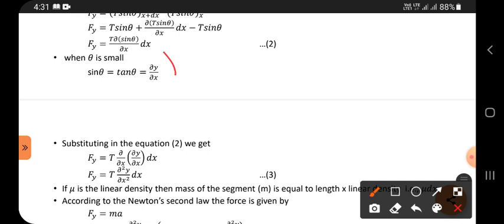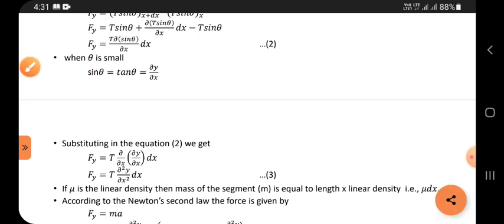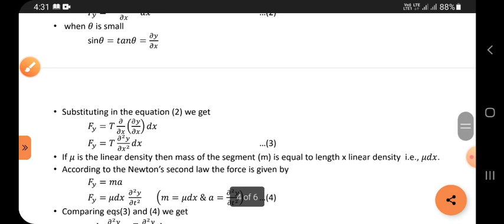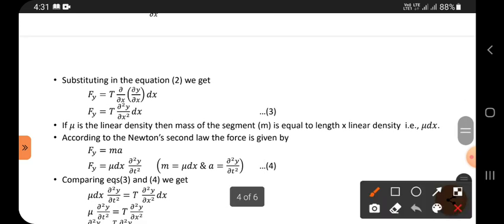Now we can replace this sin theta with this. Why? Because sin theta equals tan theta, which again equals dou y by dou x. So in equation 2, where we have sin theta, there we simply substitute dou y by dou x. Yes. Okay, here substitute. Now dou into dou square, dou x into dou x square.